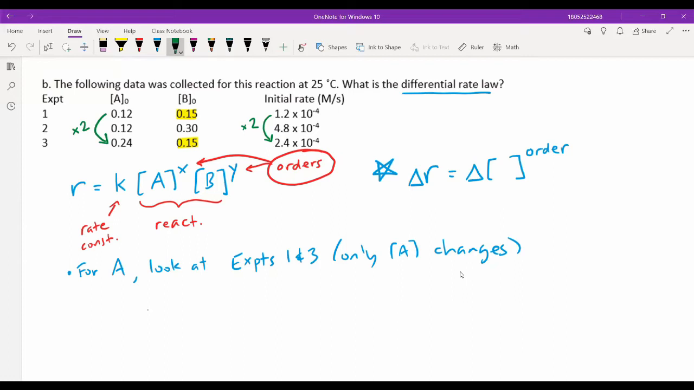So the change in rate would be 2. The change in concentration is 2, and then you have the order, right? So again, this is change in rate, change in concentration. So this therefore gives x equals 1.